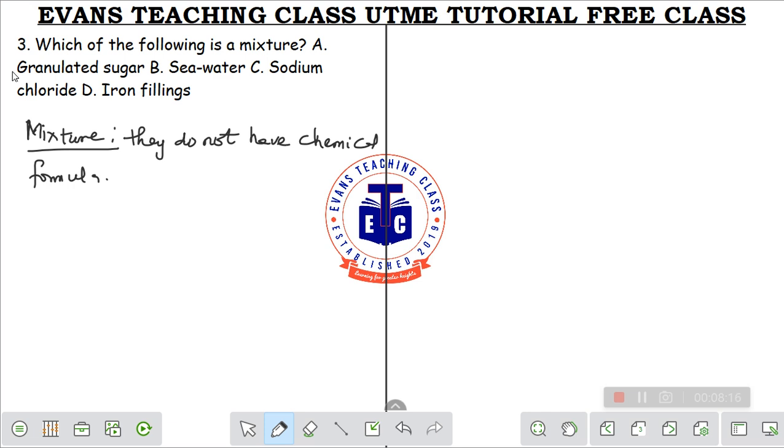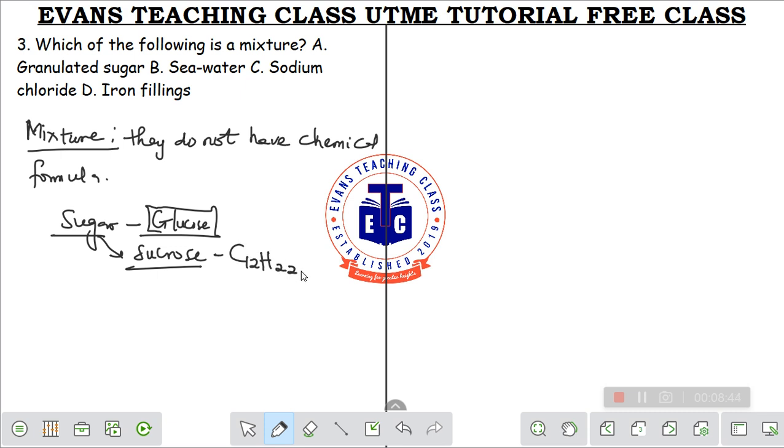Now, look at the options here. Granulated sugar. What's the meaning of granulated sugar? It actually means normal sugar, sugar that we eat. And you know that sugar is actually glucose, or better still, it can be sucrose. So let's just say sucrose. You cannot say sugar is a mixture, because sugar is actually sucrose, and sucrose is represented by the formula C12H22O11. Do you get? So sugar is not a mixture.